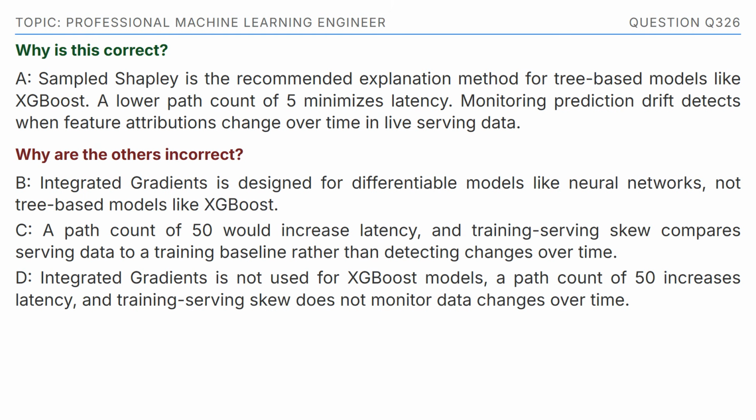Why are the others incorrect? B. Integrated gradients is designed for differentiable models like neural networks, not tree-based models like XGBoost. C. A path count of 50 would increase latency, and training serving skew compares serving data to a training baseline rather than detecting changes over time. D. Integrated gradients is not used for XGBoost models, a path count of 50 increases latency, and training serving skew does not monitor data changes over time.